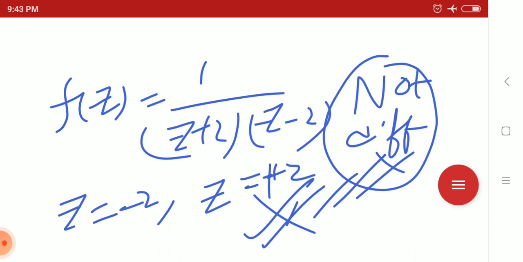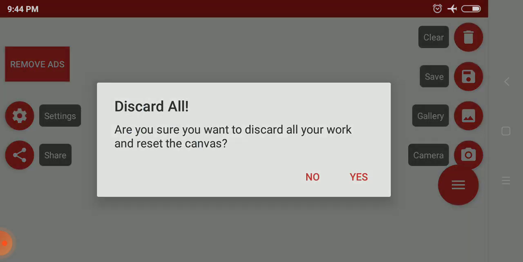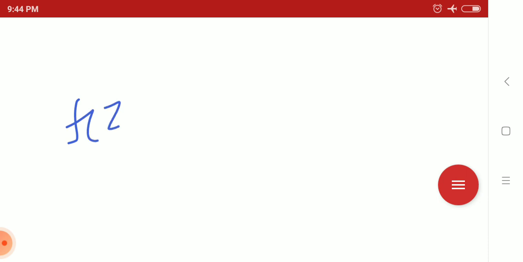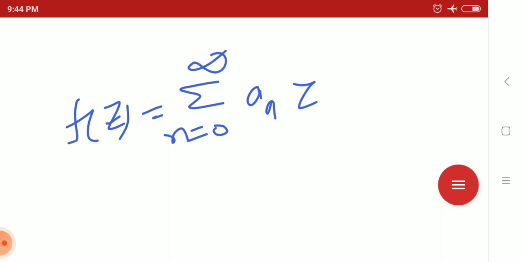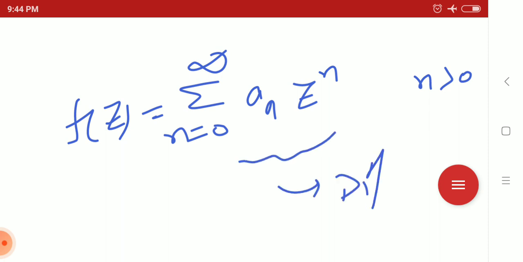Let us consider a series so that it will be clearer. Suppose we have a series f(z) equals summation over n equals 0 to infinity of n z to the power n. Here it is containing positive powers, n greater than 0. Here it is containing positive powers of z. That means this function will be differentiable.